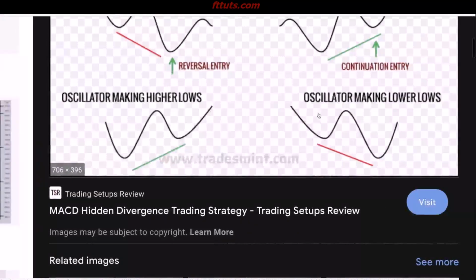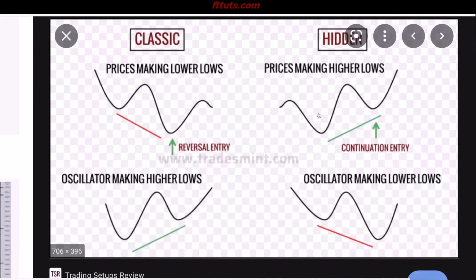You can see that there's two types of divergences. When the price is making lower lows and your oscillator is making higher lows, this is called a regular divergence. A hidden divergence is a continuation pattern where price is making a higher low and yet the oscillator is making a lower low. When we are looking for CVD divergences, we want to look for what is a hidden divergence.